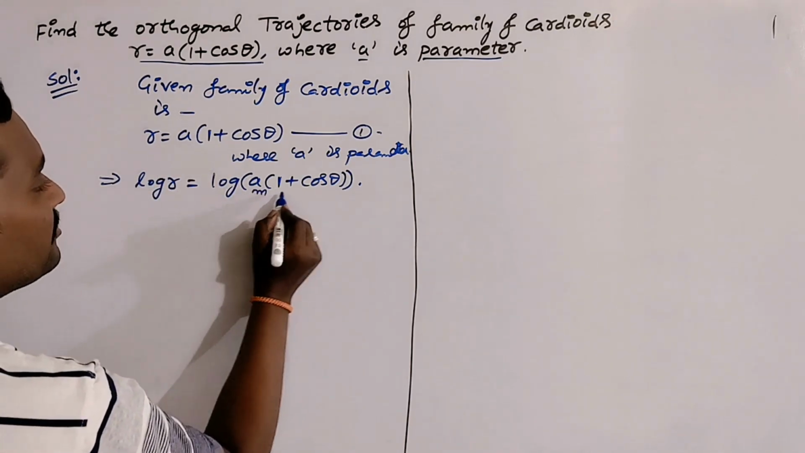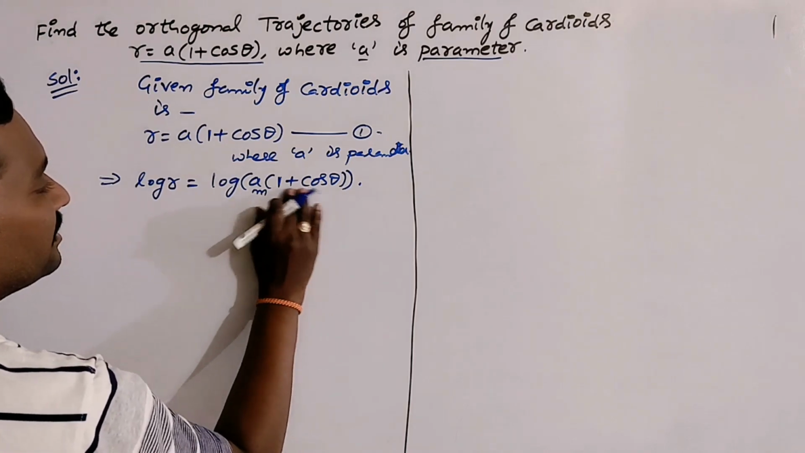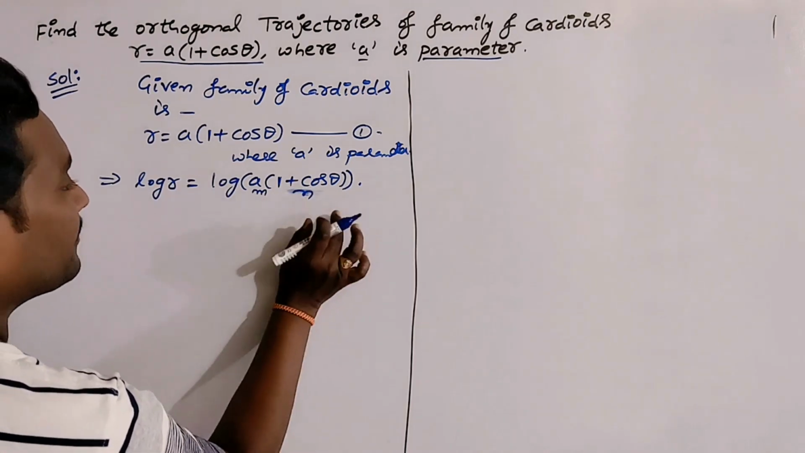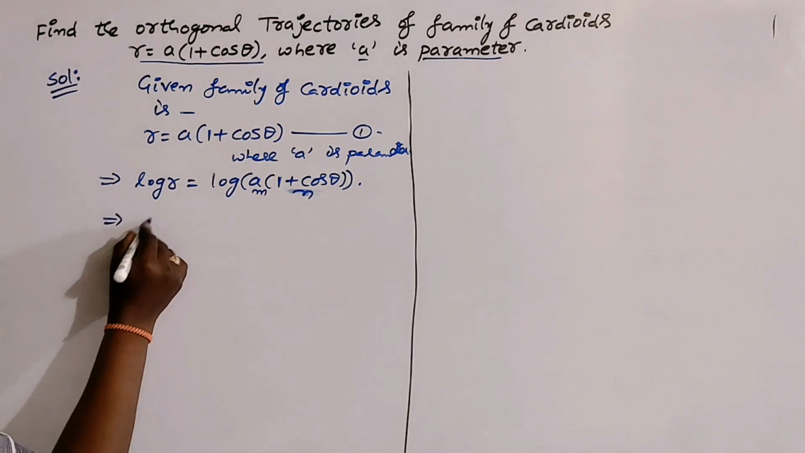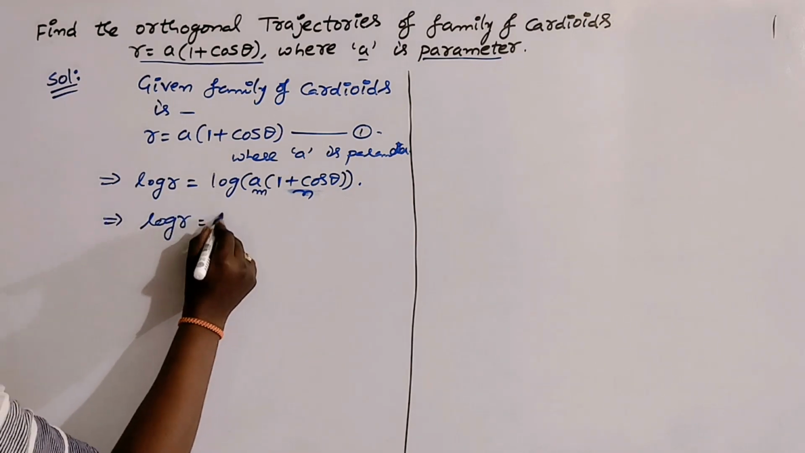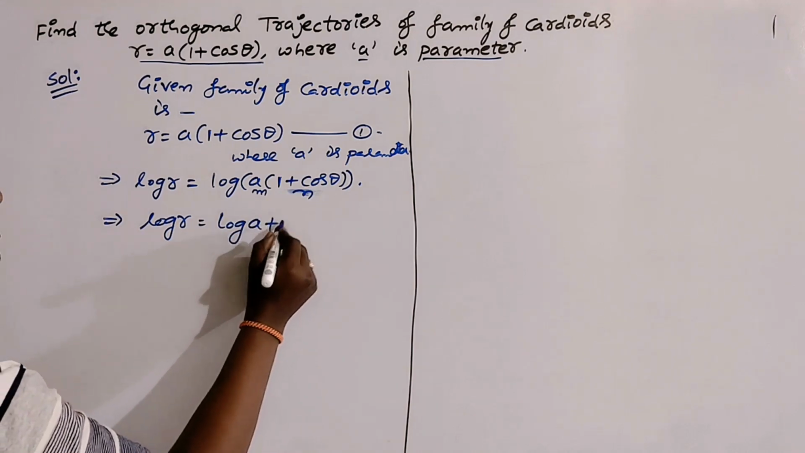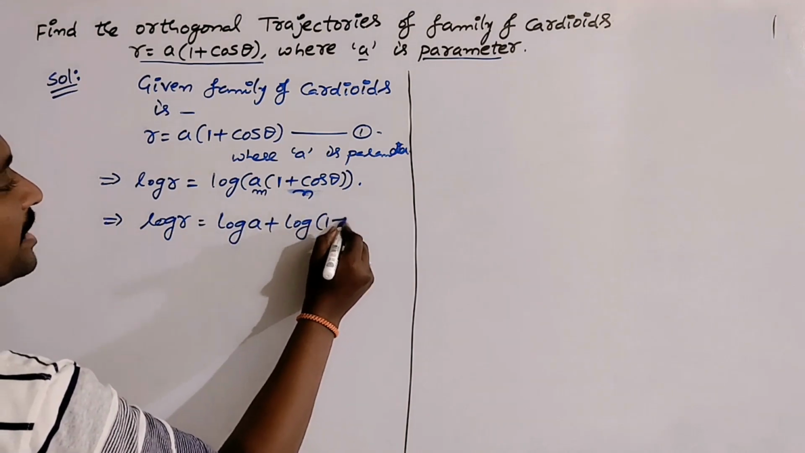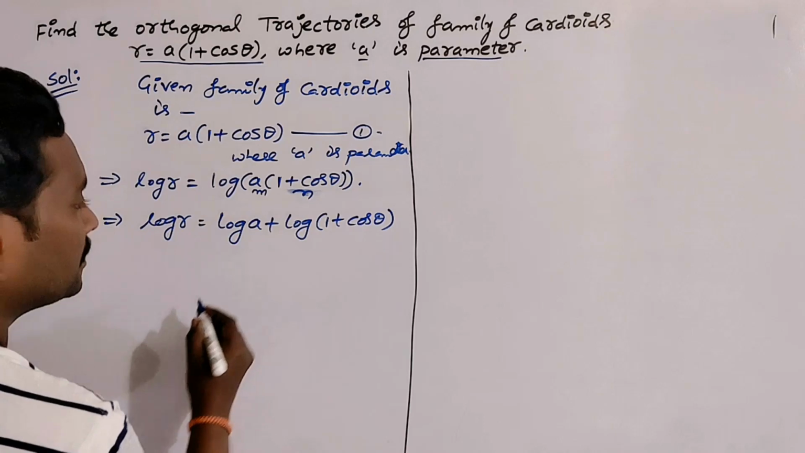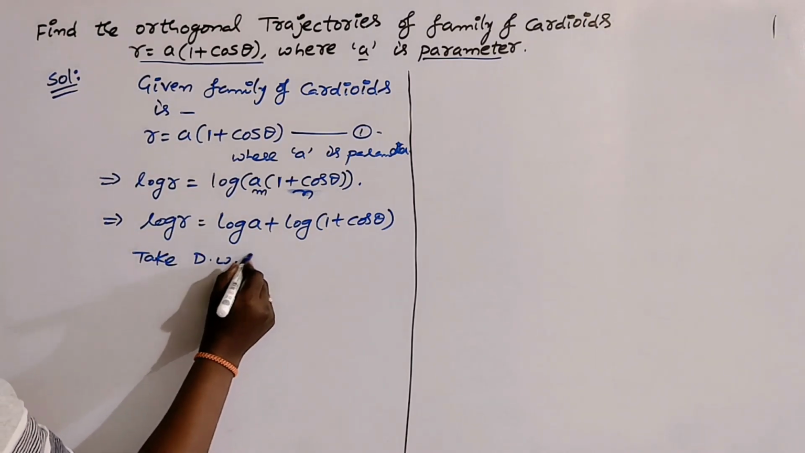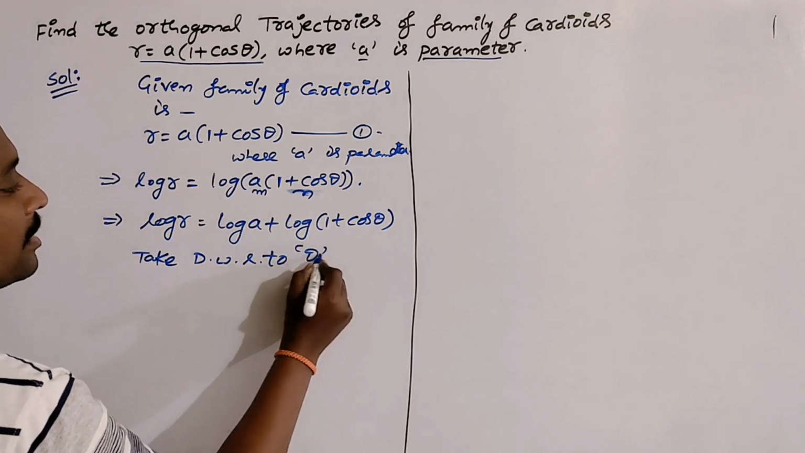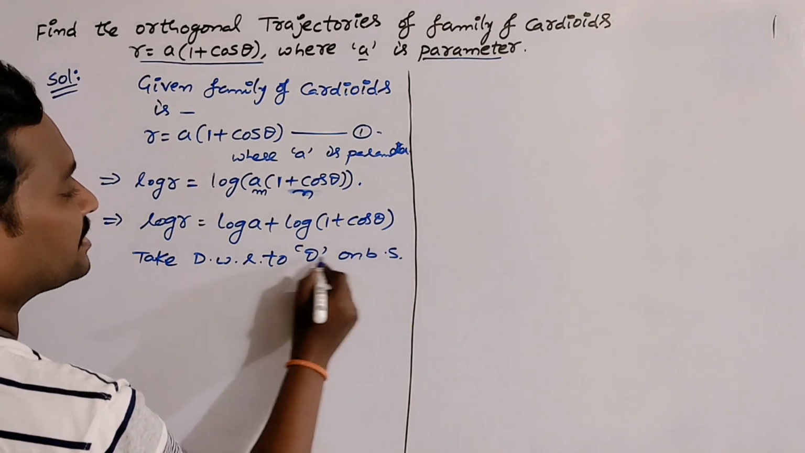Clearly we are observing that the right hand side is in the form of log mn. What is the property of log mn? Log m plus log n. So you will get log r is equal to log a plus log of 1 plus cos theta. Now you will take the derivative with respect to theta on both sides.